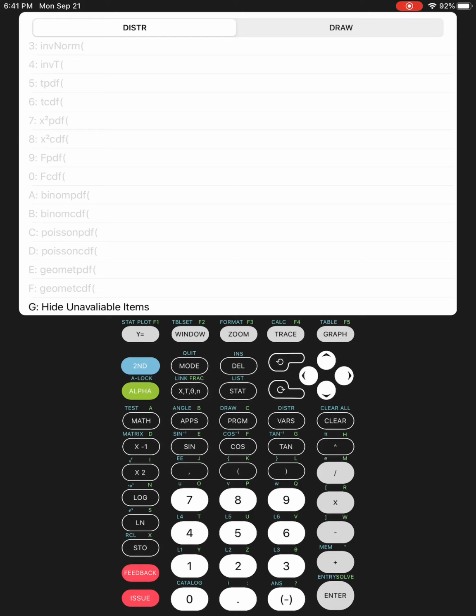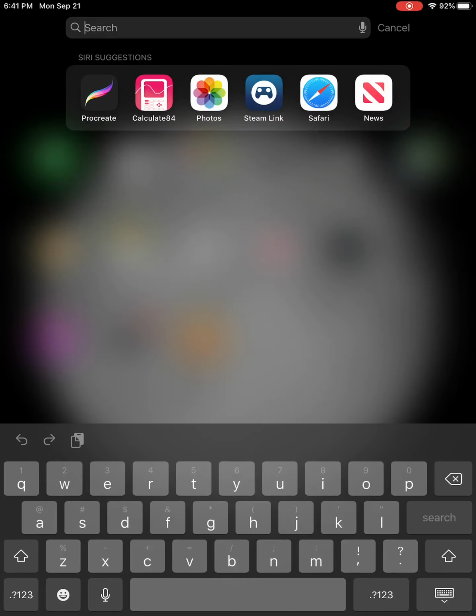So the binom is binomial. The PDF is the probability distribution function. So that's the first one we'll be talking about. CDF is the cumulative distribution function. So that's where you find it on your calculator.